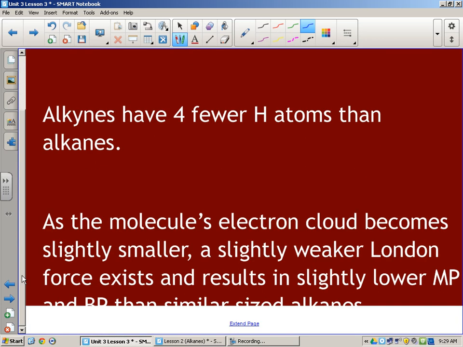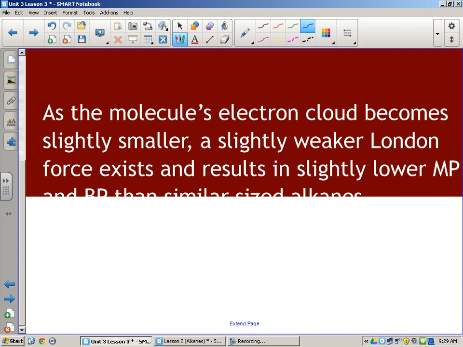As the molecule's electron cloud becomes slightly smaller, basically what happens is when you are making these double bonds, the electron cloud, basically the electrons around this molecule, becomes smaller. A slightly weaker London force exists and results in slightly lower melting and boiling points than similar sized alkanes.